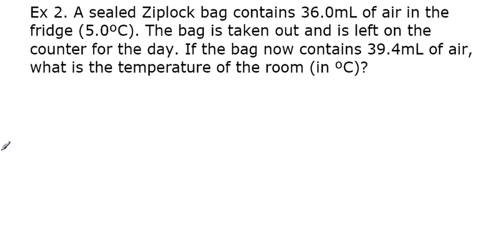In this problem, we've got a sealed Ziploc bag. It has some air in it, 36.0 milliliters, and it's in the fridge. What happens if you take the bag out and leave it on the counter? The volume of the bag changes. It now has 39.4 milliliters of air, and we want to use our measurements to figure out what the room temperature is. So let's do the same thing. Let's write down our variables. This is our starting volume.